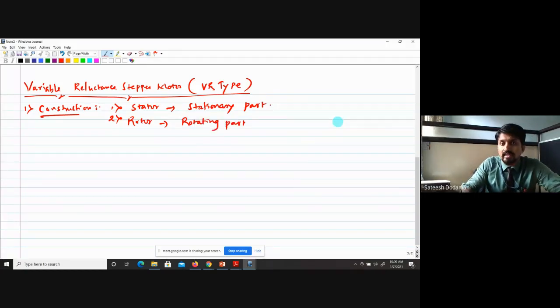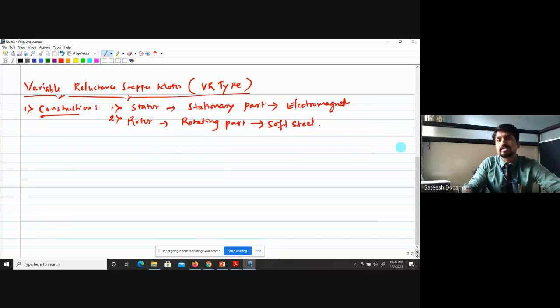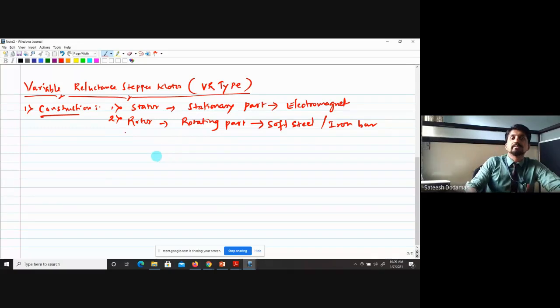Now the stator, the stationary part, is made up of electromagnets, and the rotating part is made of soft steel or an iron bar. This is nothing but the rotor here. So this is the construction point of view.